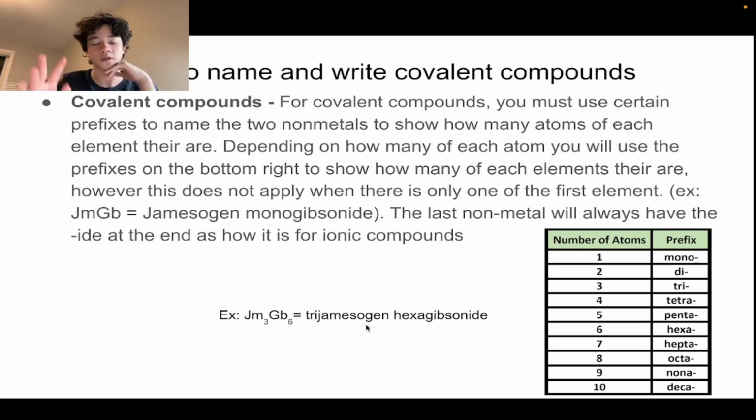Another example of using these prefixes for actually naming it, you have down here. JM, so this is Jamesonite and Gibsonite. You get the point. Since there's 3 of these, we're going to look for the prefix for 3, so tri. I put tri Jamesagon, and then since there's 6 of the Gibsonite, you find 6, hexa. So that's tri Jamesagon hexa Gibsonite. Okay, so hopefully you can apply that to the actual periodic table.